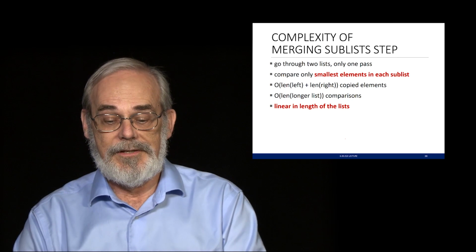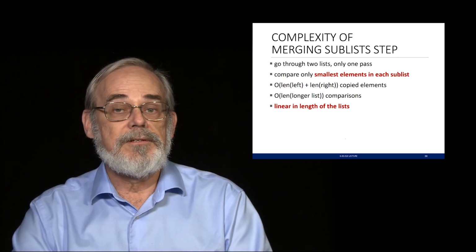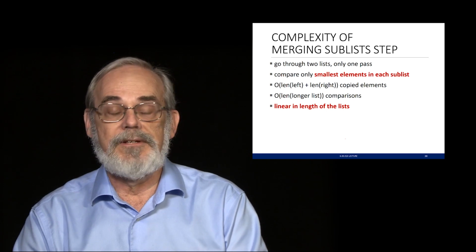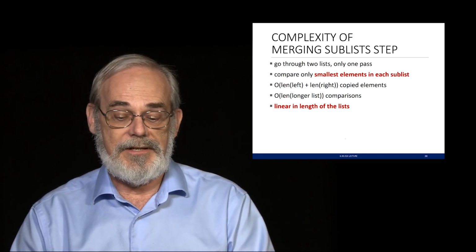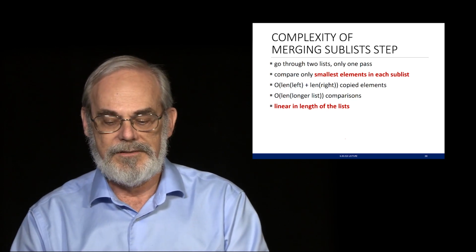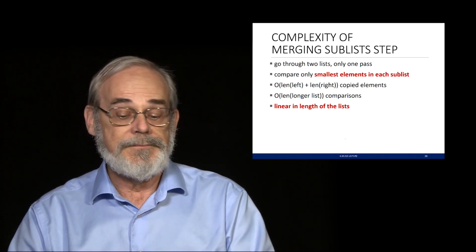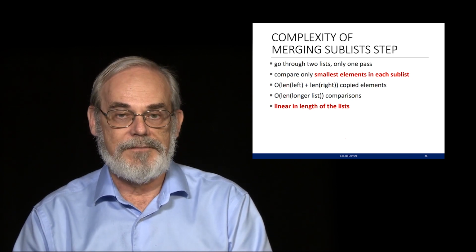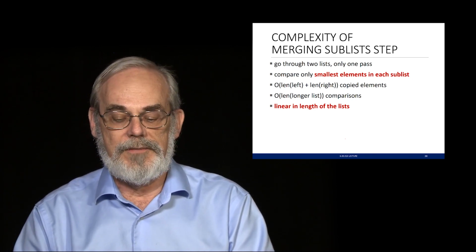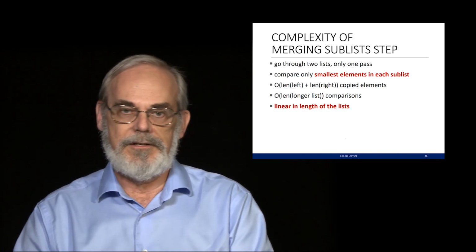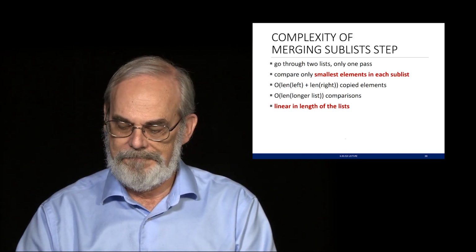What's the complexity here? I go through two lists, but only one pass. And I'm only comparing the smallest elements in each sublist. So the complexity is basically order of the length of the left and the length of the right sublists. Overall, I've got order length of the longer list comparisons. And so this is always going to be linear in the length of the lists. So the merge stage is linear, depending on how long those lists are.